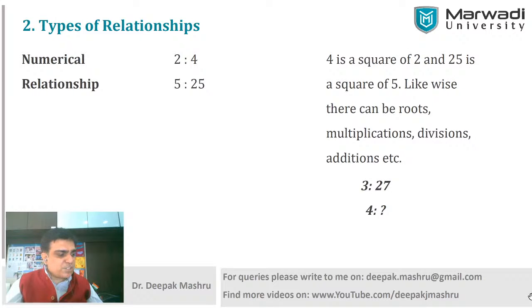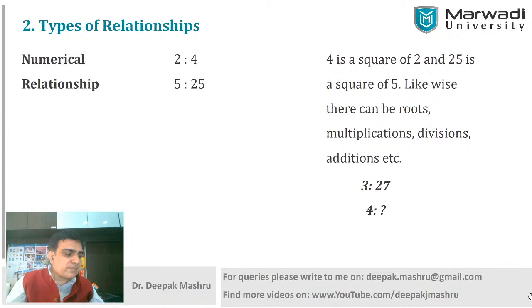Then numerical relationship. Great. Okay. So in numerical relationship, we need to find out the relation of two words. For example, 2 and 4, 5 and 25. Fine. So here 4 is a square of 2, 25 is a square of 5. Likewise, there can be root words, there can be multiplications, there can be divisions, there can be additions. Fine. If you look at this, 3 is to 27, then 4 is to what?